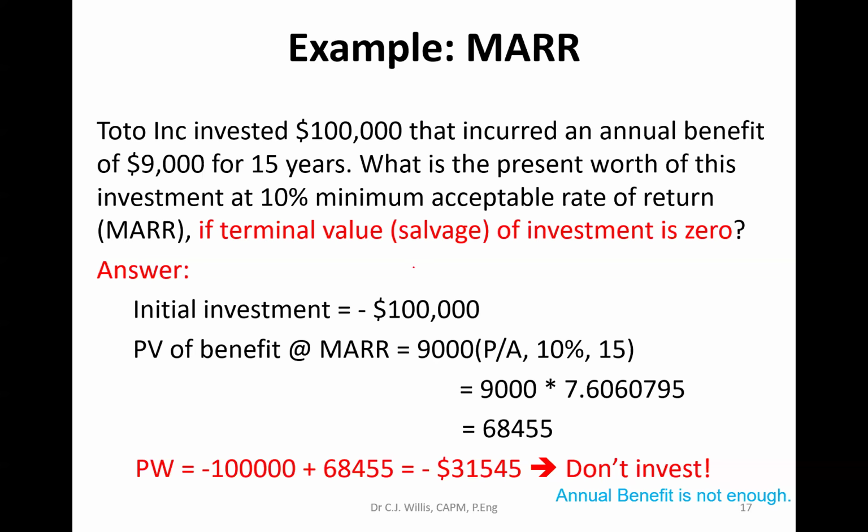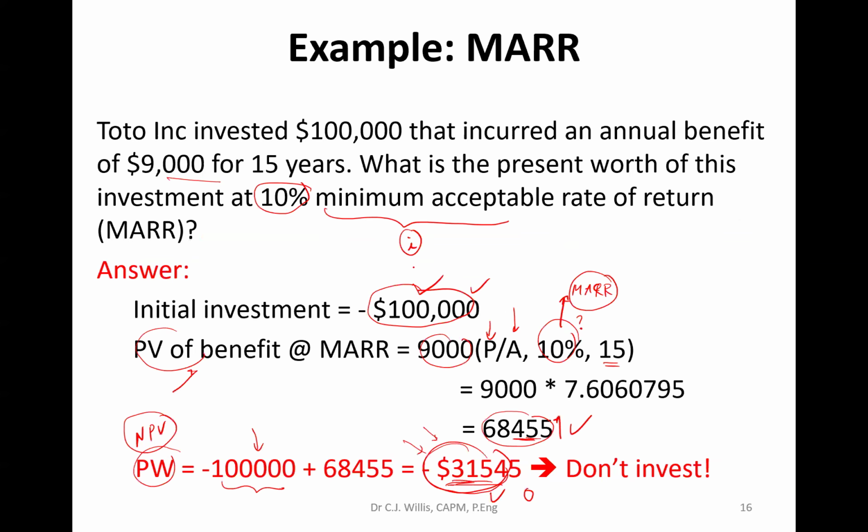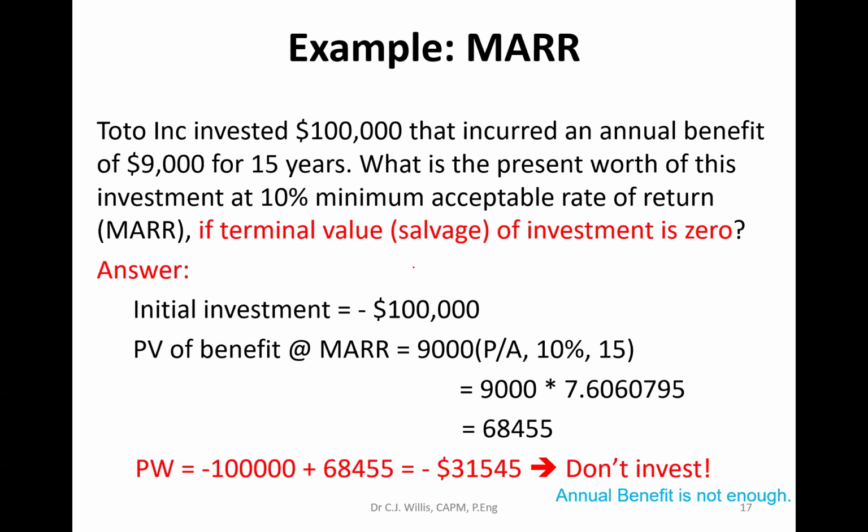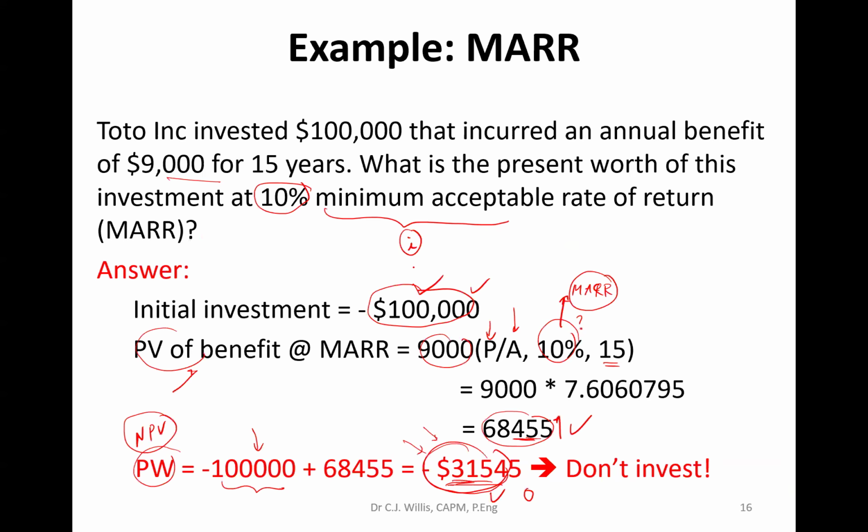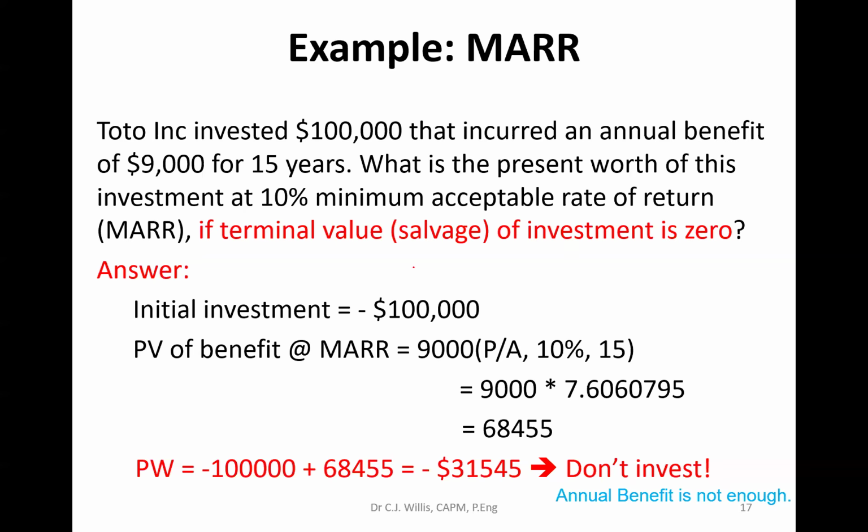So at year 15, the value is zero, so minus 100,000. The minimum acceptable terminal value is zero. The terminal value is zero anyway, right? We didn't do anything. Don't invest. The annual benefit is not enough.